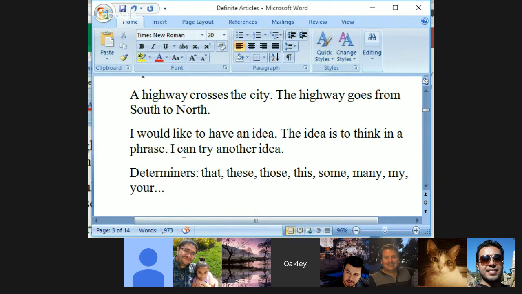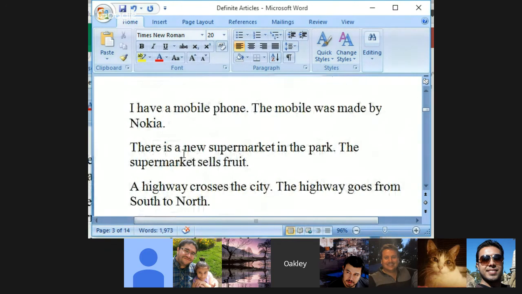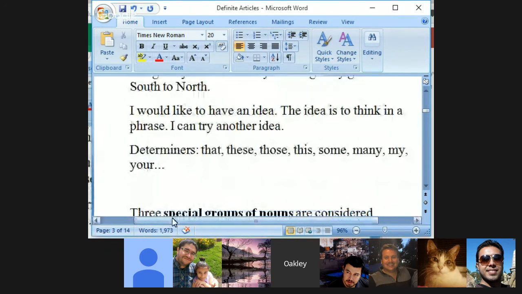Okay, an example. I have a very interesting magazine. The magazine is about science and technology.